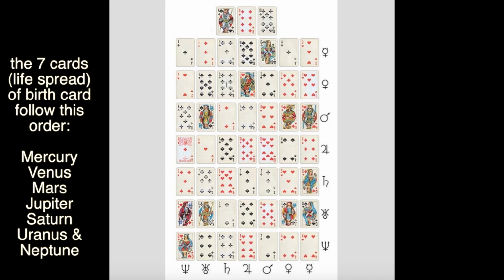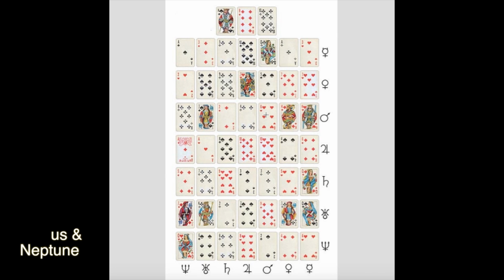9 of Clubs would be the Venus card for a 5 of Spades birth card. 9 of Spades, the third card to the left, would be the Mars card. The 2 of Hearts, the fourth card to the left, would be the Jupiter card. The King of Hearts would be the Saturn card. The King of Diamonds would be the Uranus card, and the 6 of Hearts would be the Neptune card for the 5 of Spades.